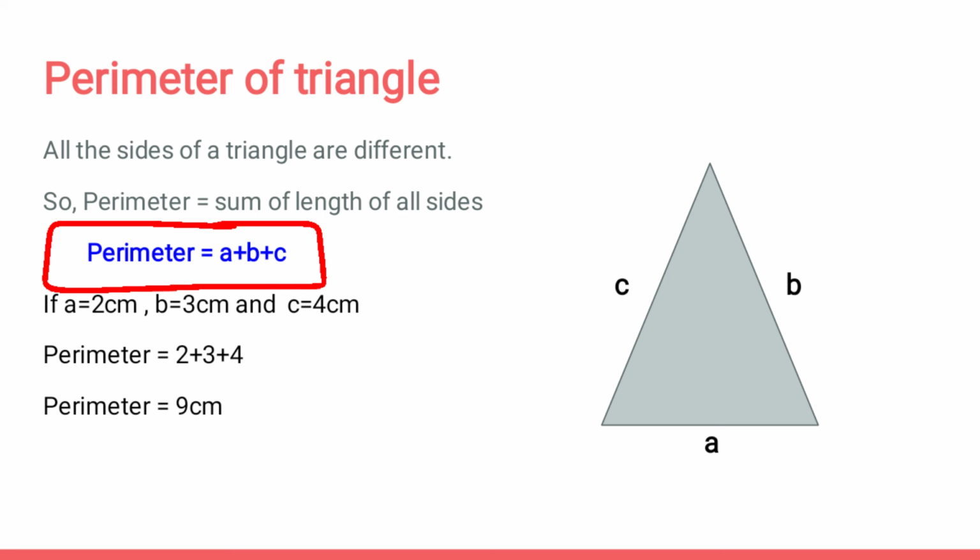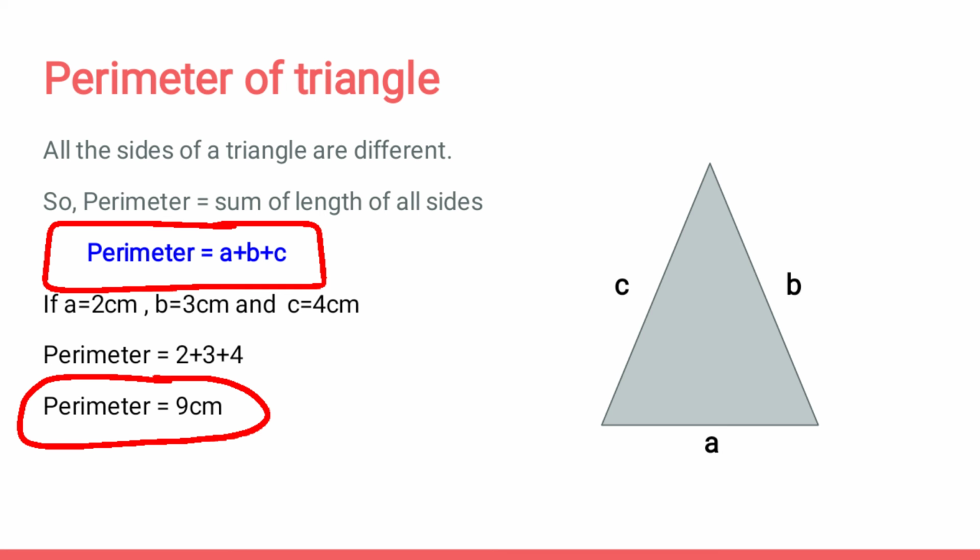For example, if I take the values of A equal to 2 centimeters, B equal to 3 centimeters and C equal to 4 centimeters and put these values into the formula, I will get the perimeter is equal to 9 centimeters. The dimensions could be different, but the procedure or method for calculating the perimeter will be the same.